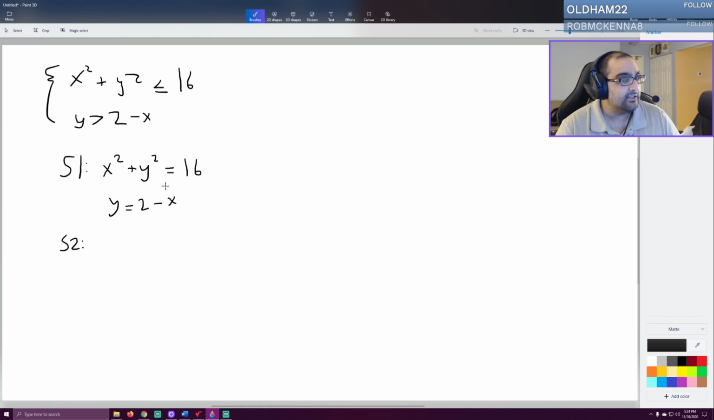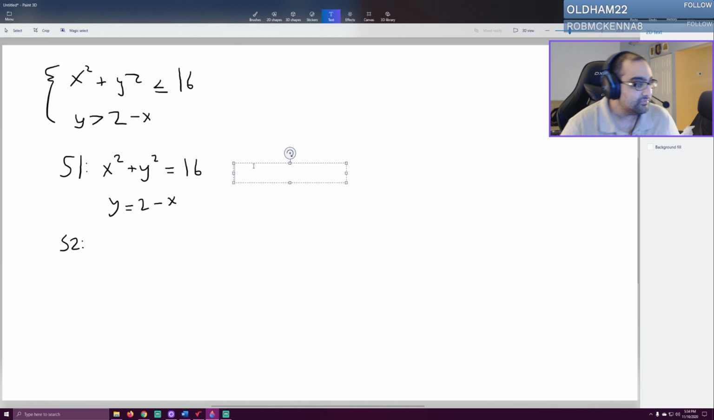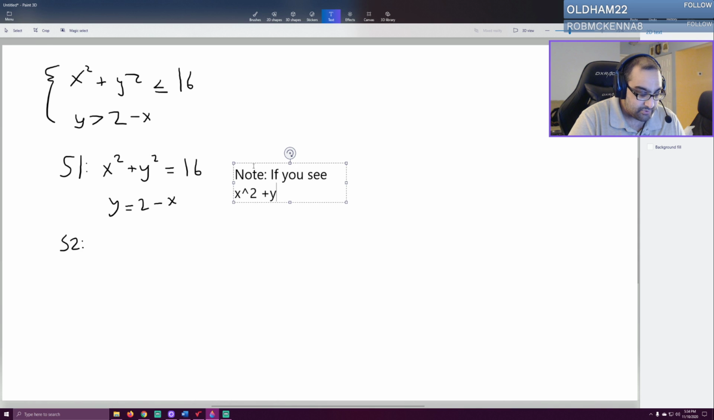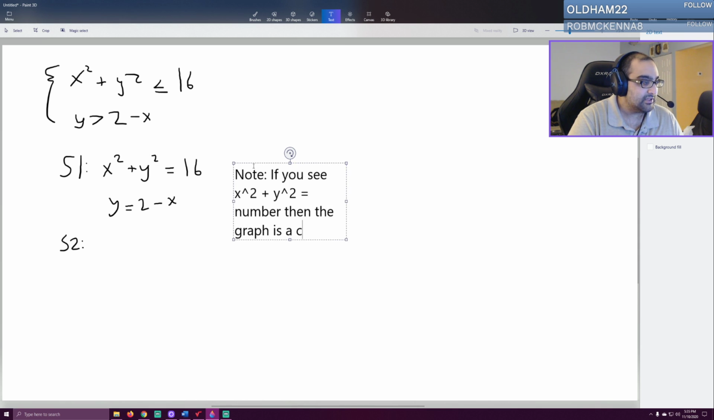So what exactly is this equation, x squared plus y squared equals 16? This is where one of the notes I want to bring into play. Note: if you see x squared plus y squared equals some number, then the graph is a circle. So the graph here is going to be a circle, with x squared plus y squared equals some number on the outside.